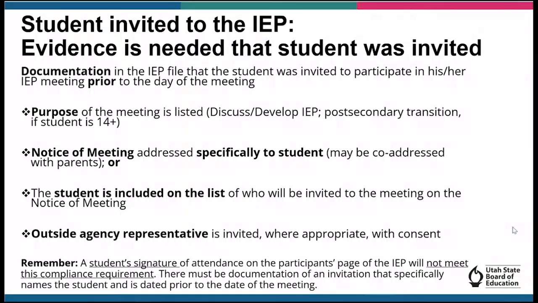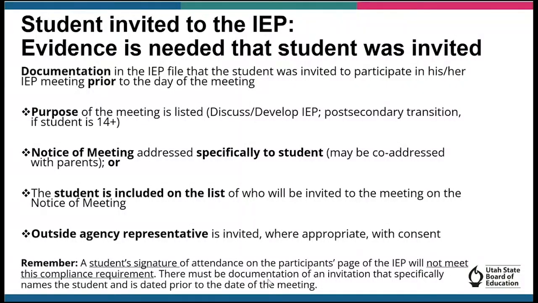Notice of meeting addressed specifically to the student, which may be co-addressed with the parents, or the student is included on the list of who will be invited to the meeting on the notice of meeting. Outside agency representative is invited where appropriate with consent. And as a reminder, a student's signature on the IEP does not meet the requirement.